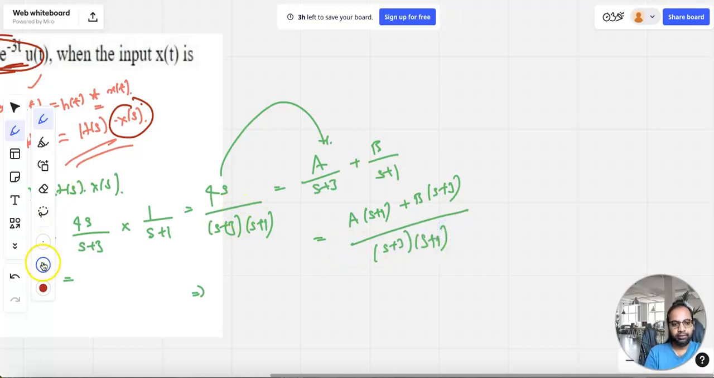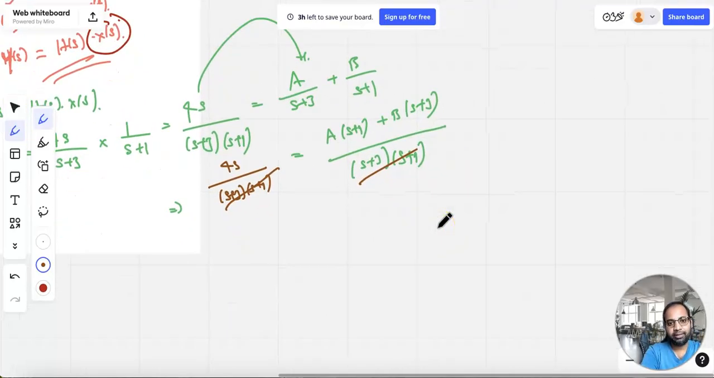And now what I am going to do is equate both these two, that is 4s divided by (s plus 3) into (s plus 1). If I equate both these two, both the denominators will cancel. Then what will I get? If I equate the numerators, then 4s is equal to As plus A plus Bs plus 3B.